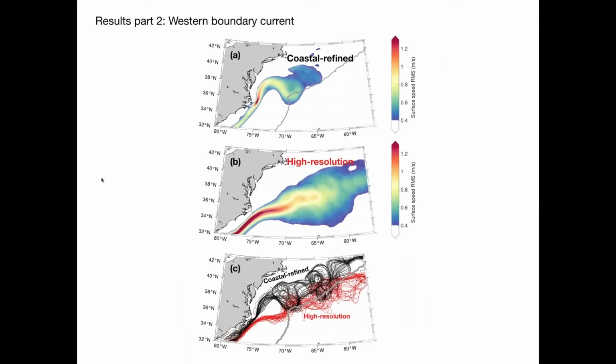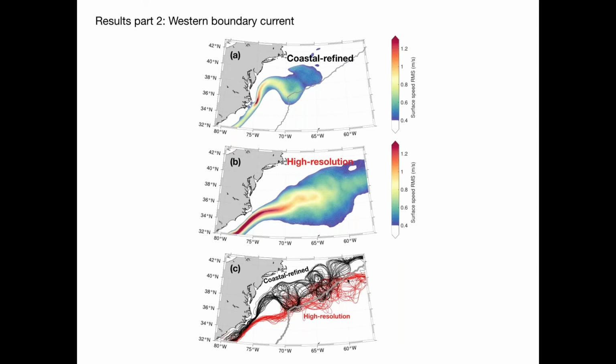Here's another way of looking at that Gulf Stream path. I show the envelope of the Gulf Stream using the surface speed root mean square, but on the bottom, you can see that the individual paths show that this coastal refined run has a really persistent path where it goes too far northward, then loops down. And it seems like maybe it's being kept inland of this resolution transition region, which would be a big problem.